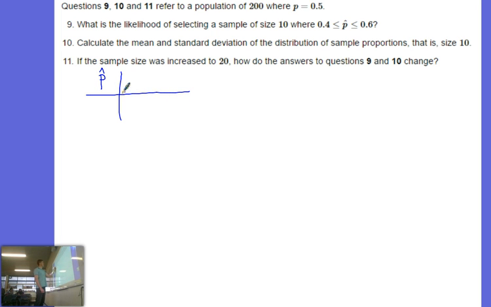So let's set up a little table, and we're going to work out the probabilities of achieving those proportions. 0.4, 0.5 to 0.6. When it's written like that, we call that an interval. It's an interval of sample proportions from 0.4 up to 0.6.